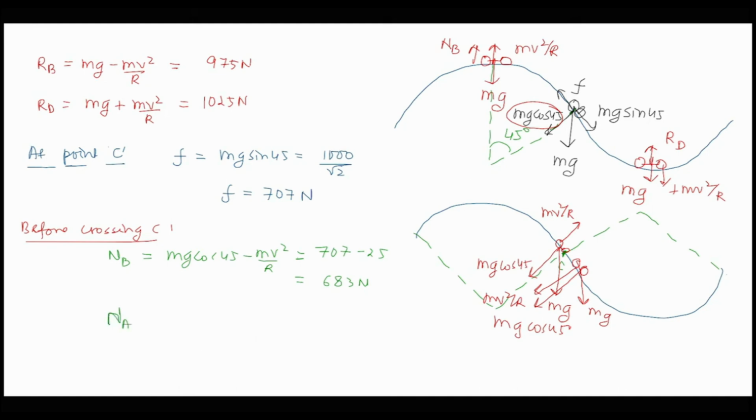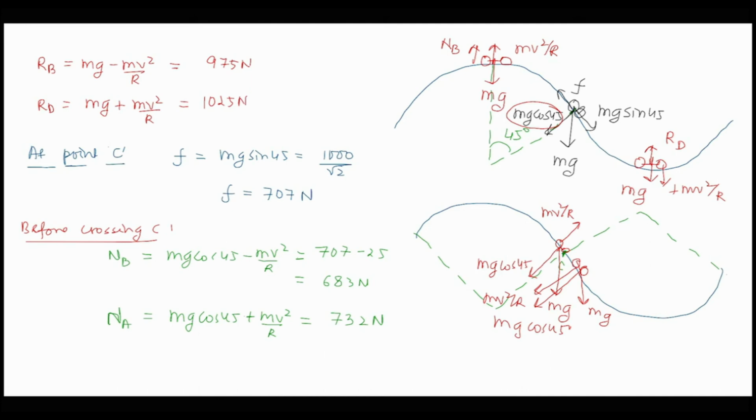And this is the normal reaction force after. It will become equal to mg cos 45 plus mv square by r. Again we already know the values, that is 25 plus 707, so we can directly write it as 732 Newton. So these are the two parts which were asked.